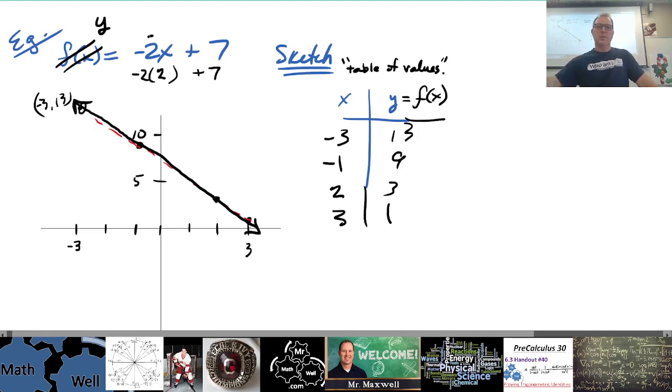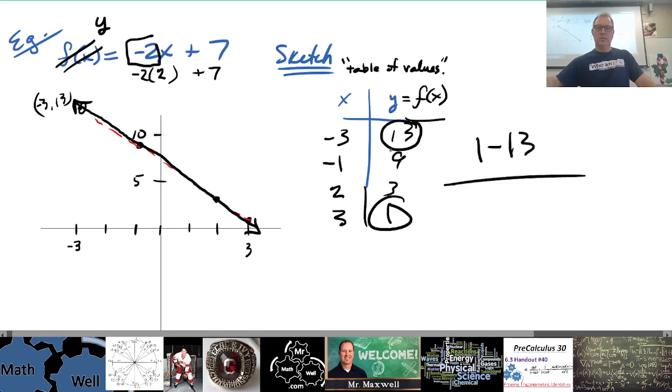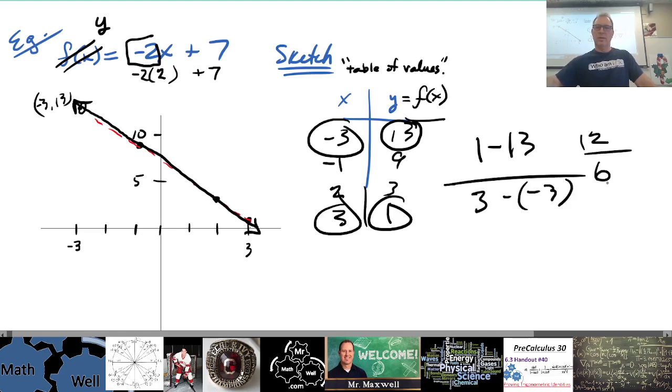Okay, so notice this is a negative slope, so the line goes down from left to right. If we take any two points and subtract the y values, so if we did 1 minus 13, and then we did 3 minus negative 3, what do we get? We get negative 12 over 6, which is negative 2 as a slope. And that's what we see here.